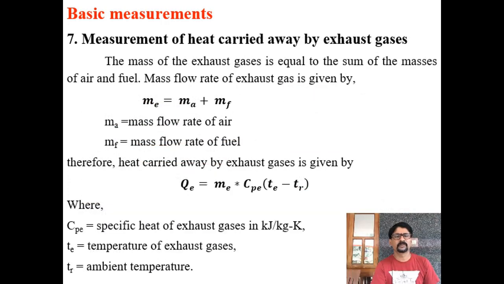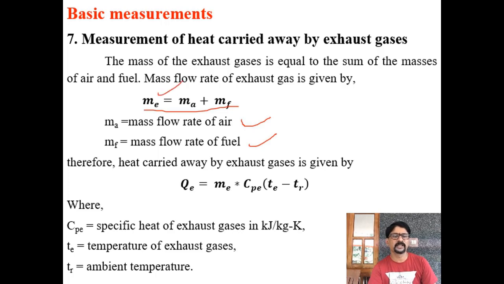Similarly, you can measure the heat carried by the exhaust gases. You know that exhaust gases also carry some heat, so you should calculate the mass flow rate of the exhaust gas, which is nothing but mass of air plus mass of fuel, because this exhaust gas is nothing but the air and fuel mixed and undergoing combustion in the combustion chamber. So ma is the mass flow rate of air, mf is the mass flow rate of fuel, and me is the mass flow rate of exhaust gas.